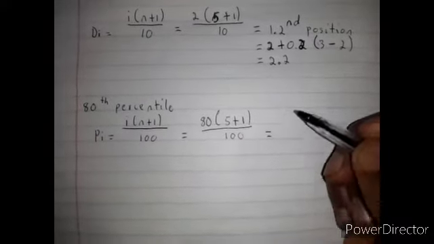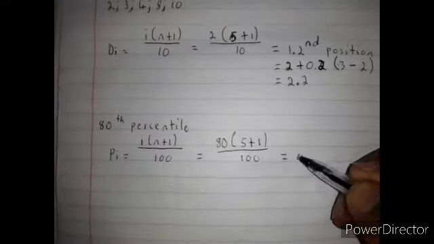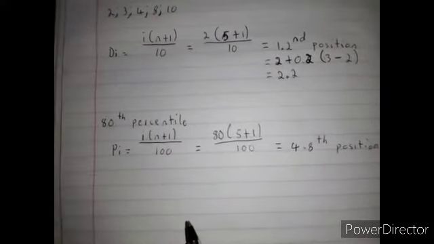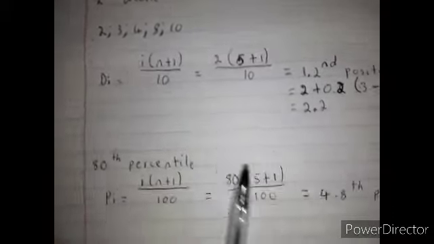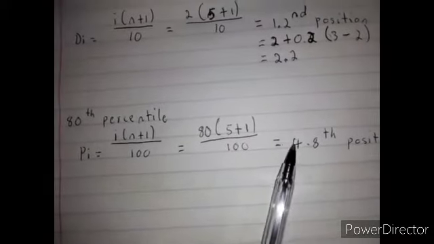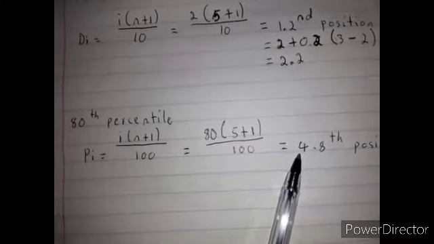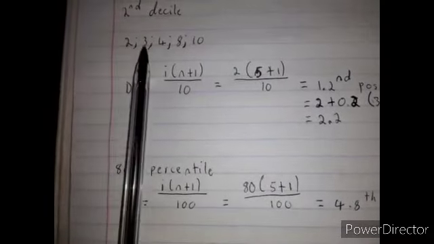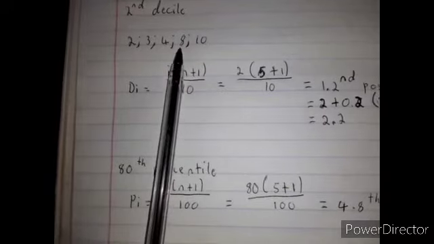Now the answer is 4.8 position. So the 80th percentile is on the 4.8 position. Now let us go and take the observation that is on the 4th position. 1, 2, 3, and 4.